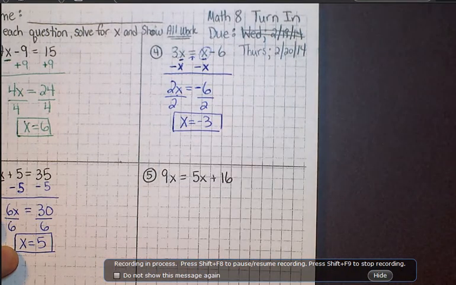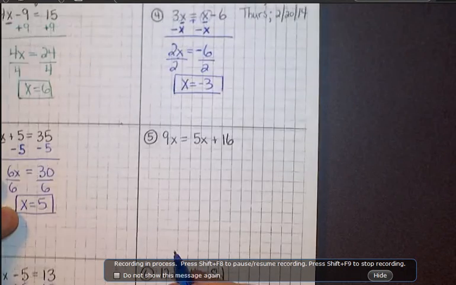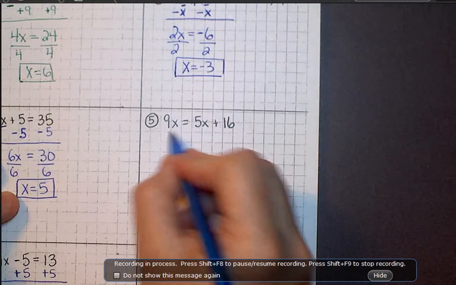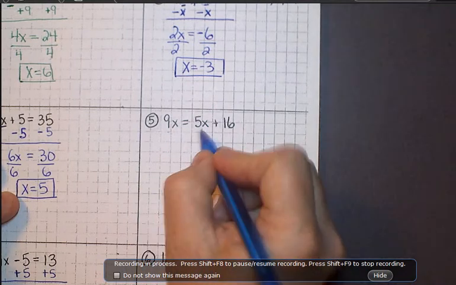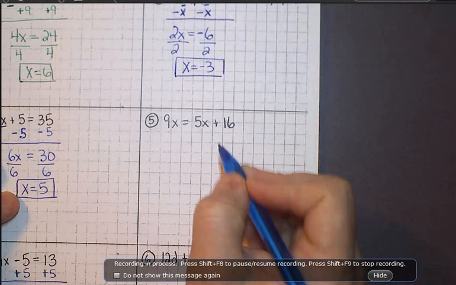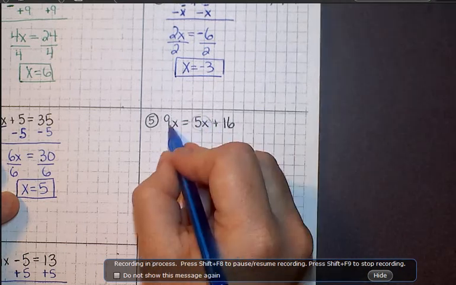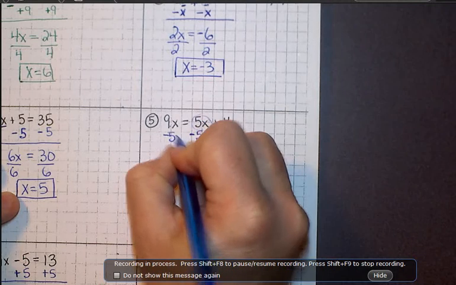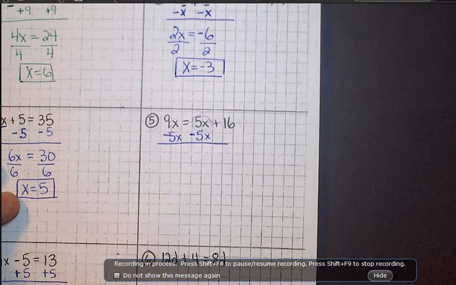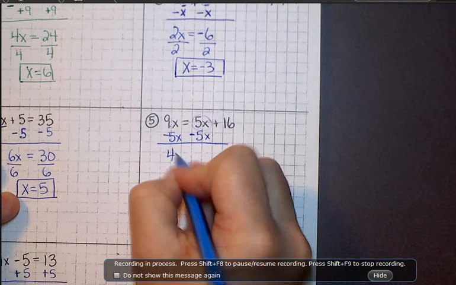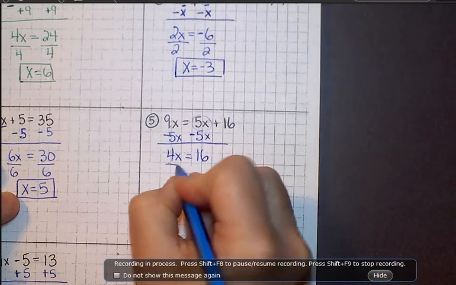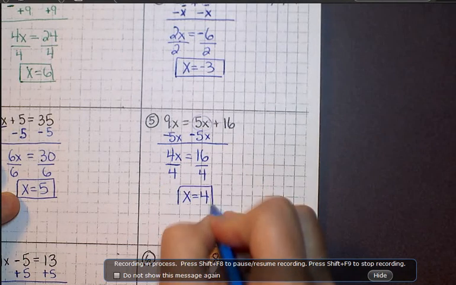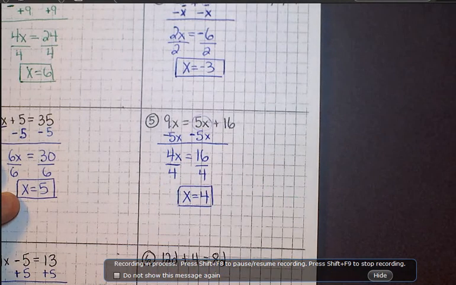Now we're going to do the same thing with question number 5. We've got x's on both sides of the equal sign, so we have to isolate the x by getting it on one side of the equal sign. If you want to, you can bring it across as a negative 5, or you can zero it out on the right hand side by subtracting 5x from both sides. 9x minus 5x is 4x equals 16. Then we're going to divide by 4, and we get x is equal to 4.